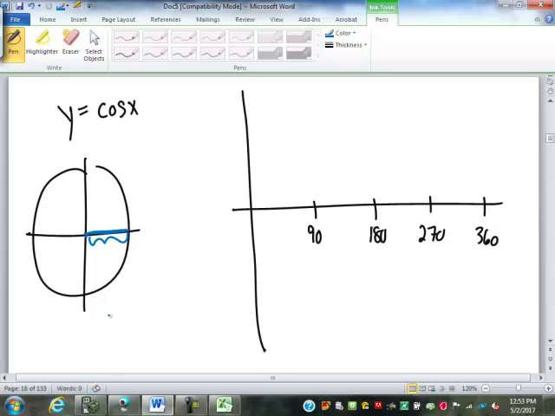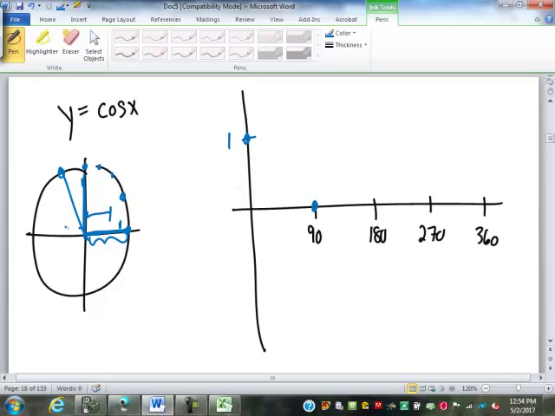So at 0 degrees, what's the value of the cosine? It's 1, right? At 0 degrees, that's a length of 1. As we get larger, that gets shorter, right? You see it? That length gets shorter, until we hit 90 degrees, the cosine is 0.